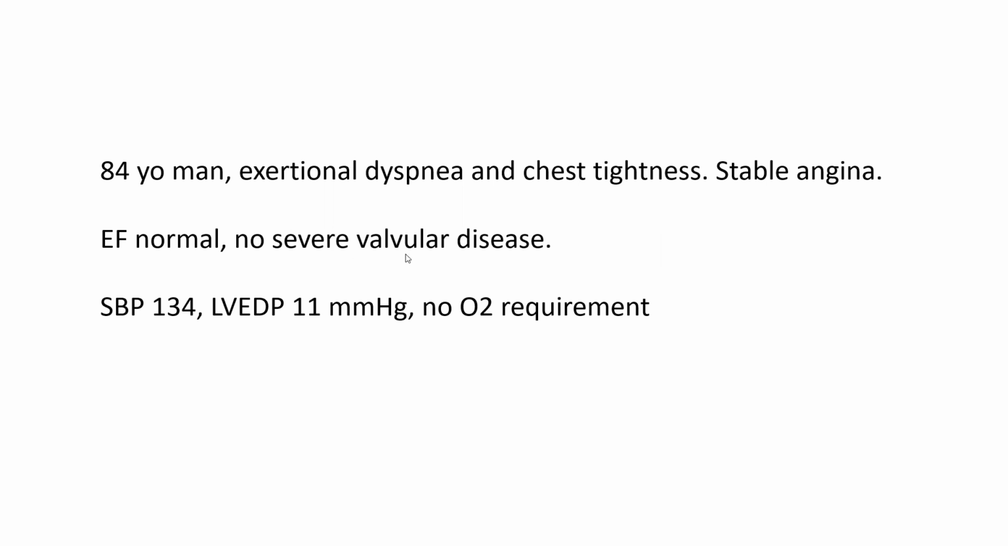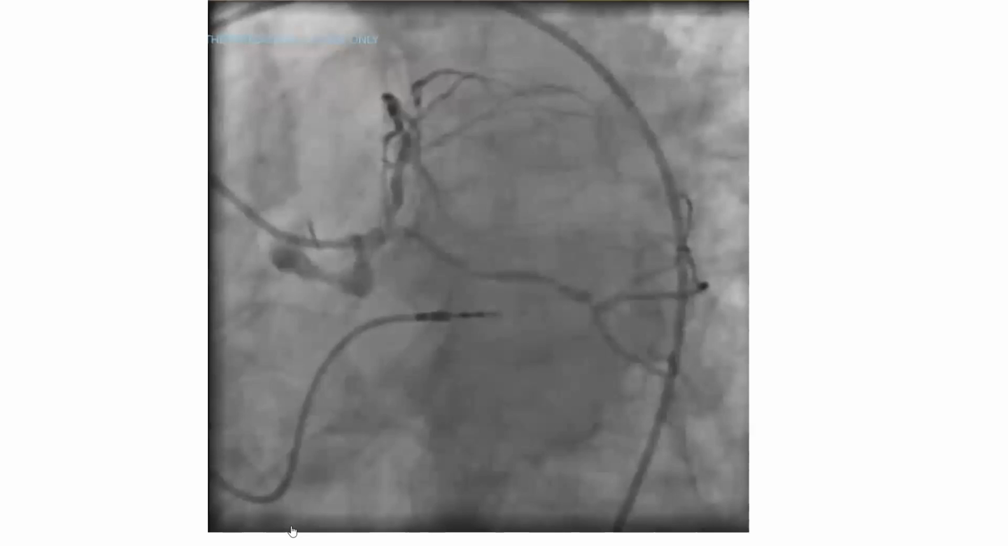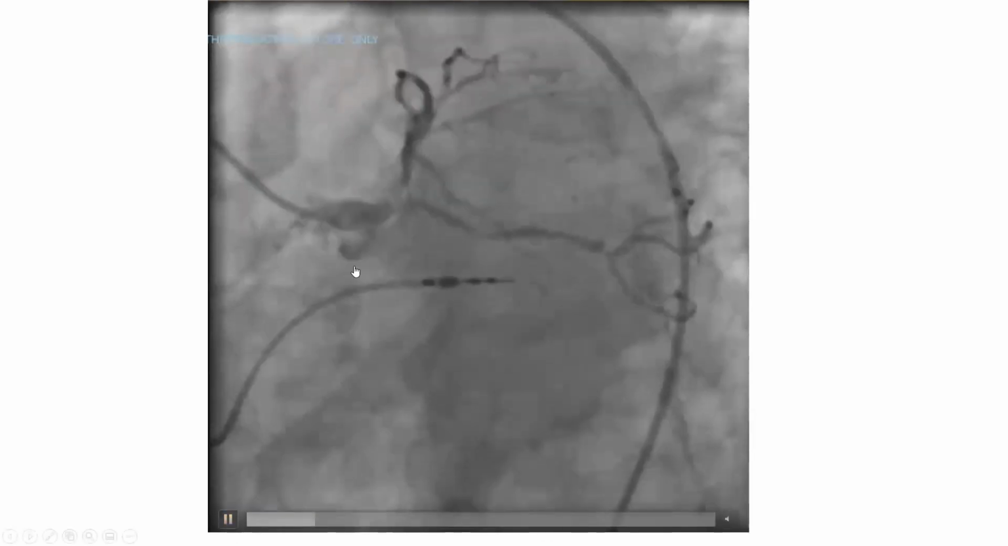His EF is normal. He has no severe valvular disease. His systolic blood pressure is 130s. His LVEDP is fine, and he's not hypoxemic. This is his coronary angiogram.